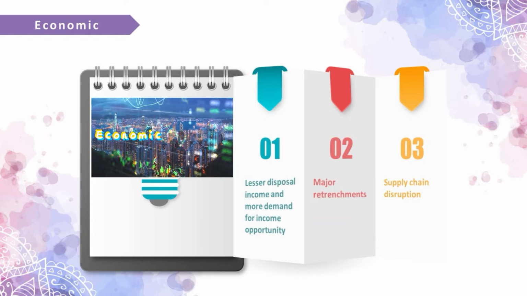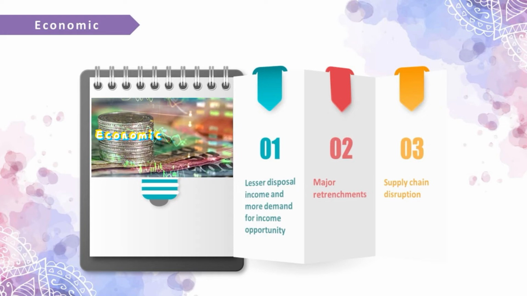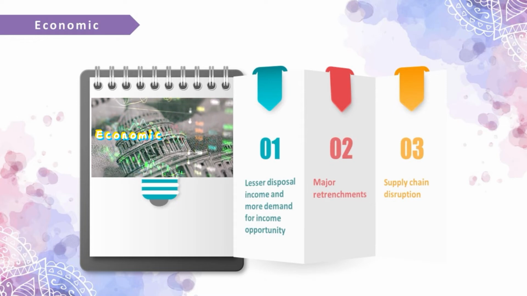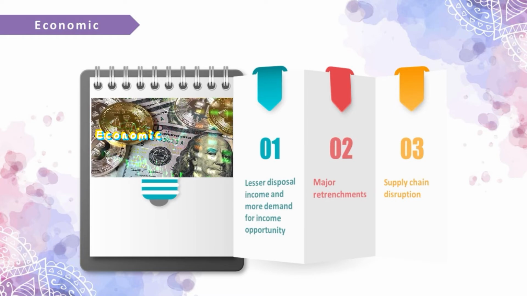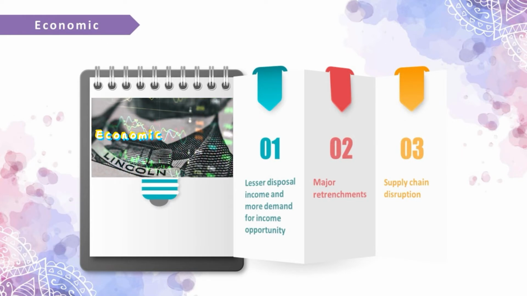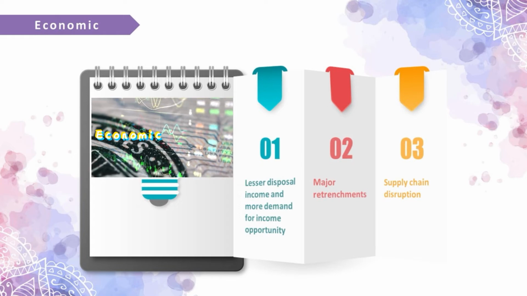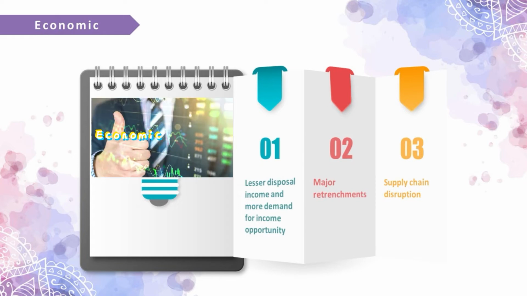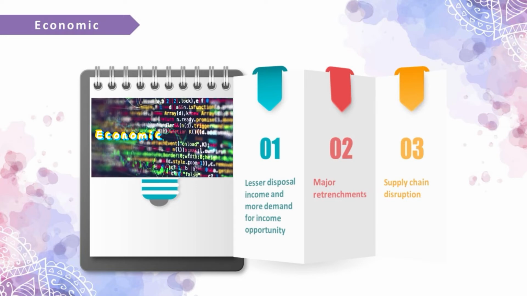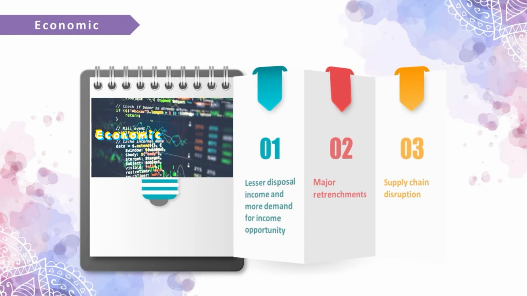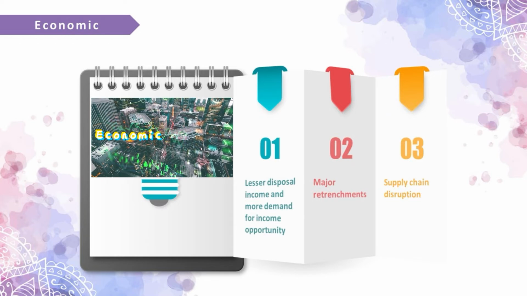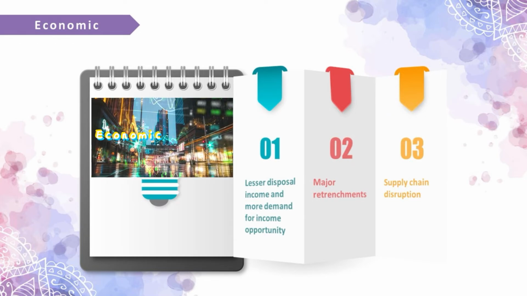Next, we look at the economic factors analysis. Again, 3 observations have been made. First, the economic crisis caused by the pandemic has had great impact on a lot of businesses in China. This has resulted in lesser disposable household income and increasing demand for seeking income opportunity to compensate the income loss. Second, there are major retrenchments by a lot of e-commerce giants. This started in 2021 and will continue in 2022, thus releasing a huge amount of workforce for recruitment opportunity. Third, similar to other countries, China has also suffered from supply chain disruptions caused by the pandemic.